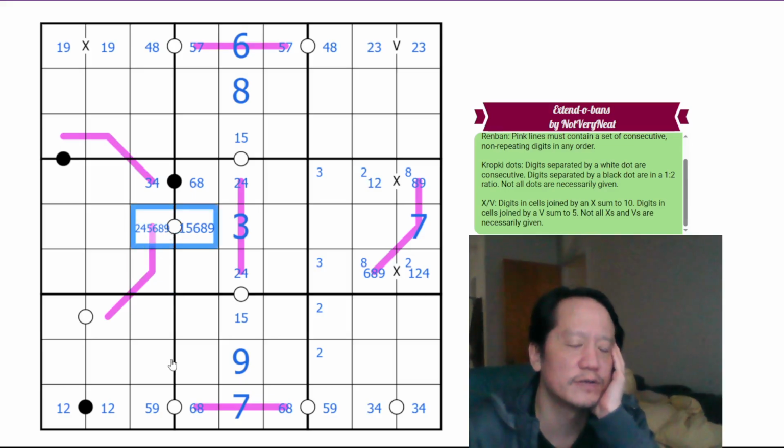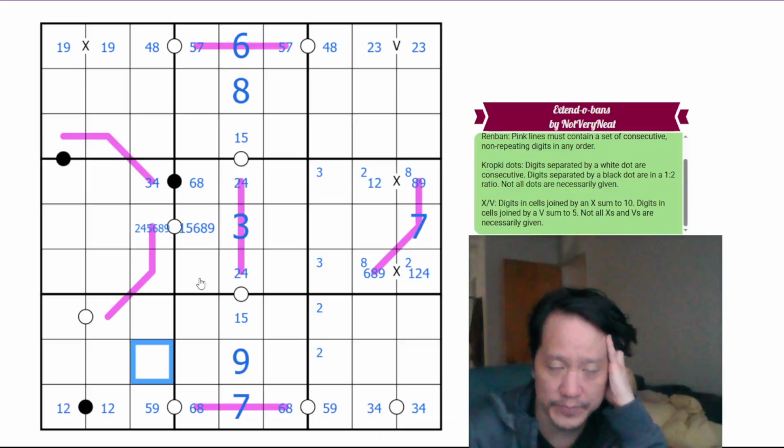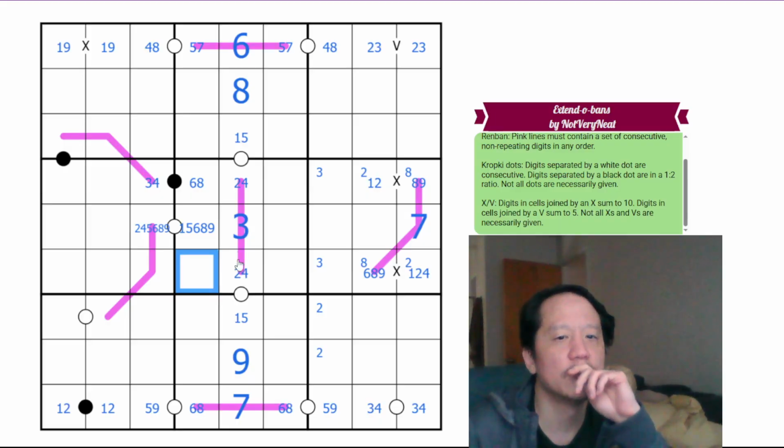That's kind of broad. Anyways, if this is 4, 8, that forces this to be 2. And that would be 1, 9. I guess that's possible.